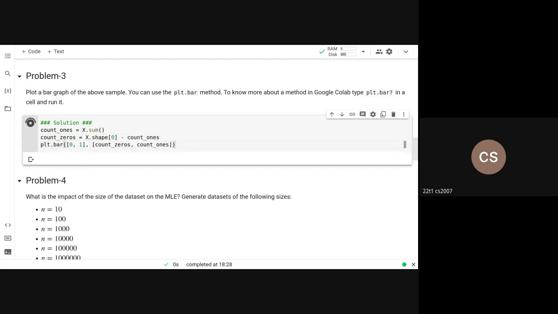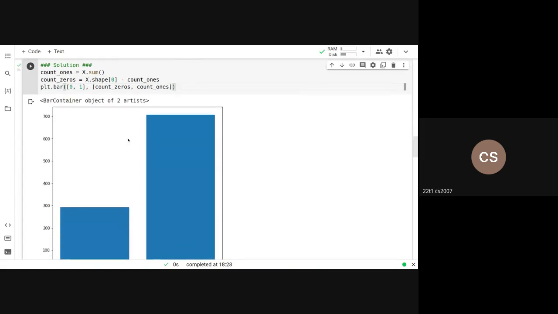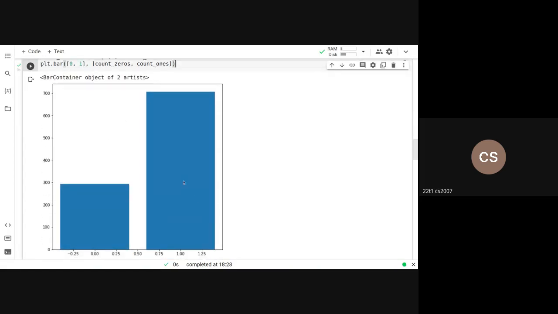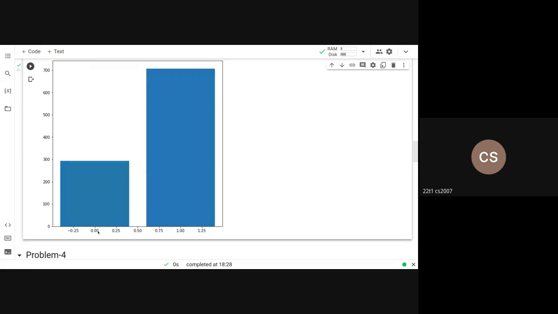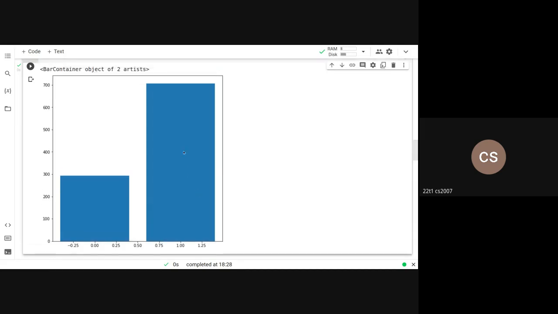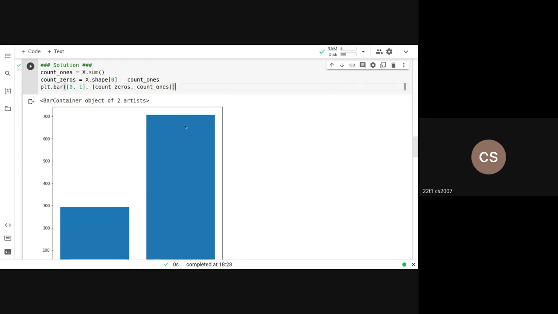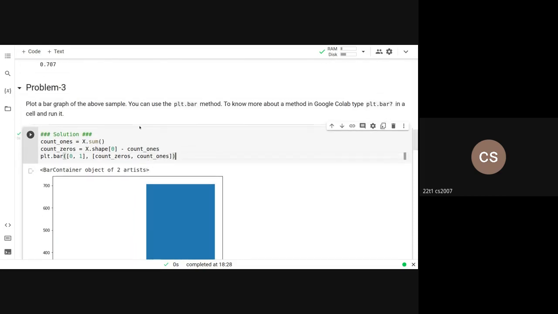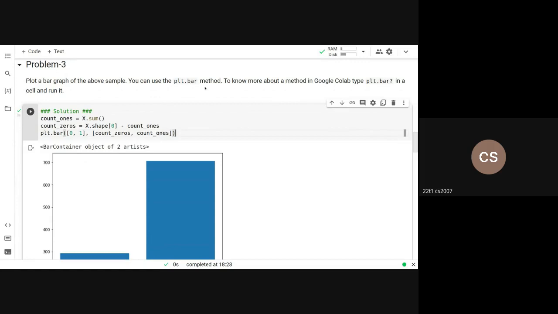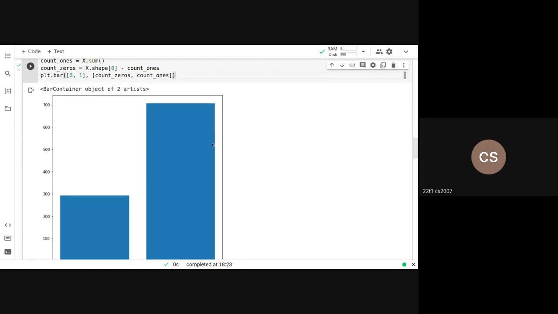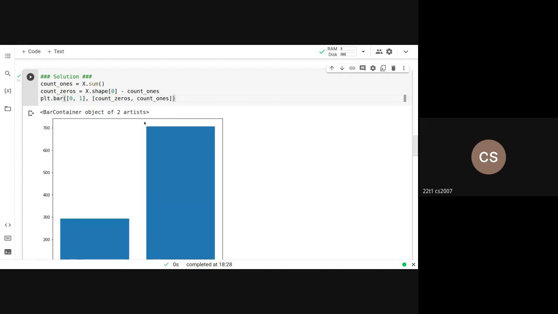Now if we plot this, we get a bar graph centered at 0 and 1, and there are roughly 300 samples, or observations, which belong to 0 and 700 which belong to 1. So this is just to get you used to plotting graphs in Matplotlib. Any doubts here? We did the plotting.